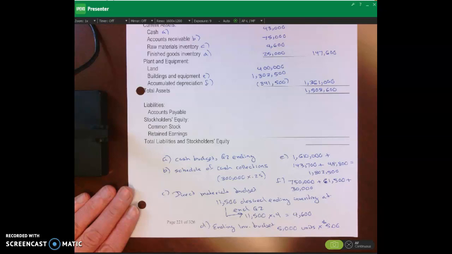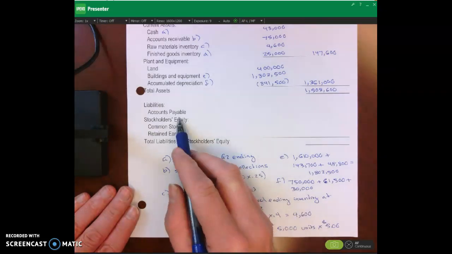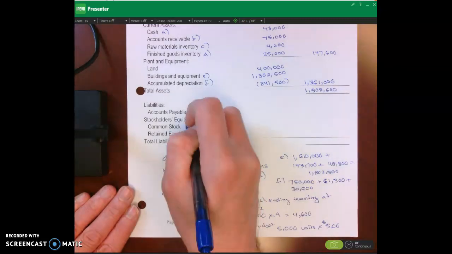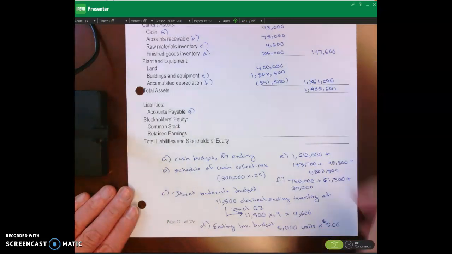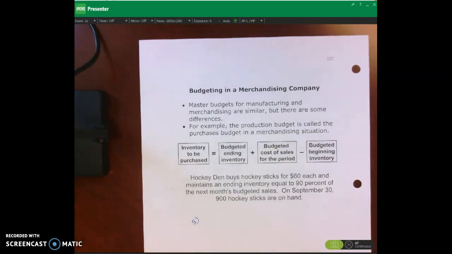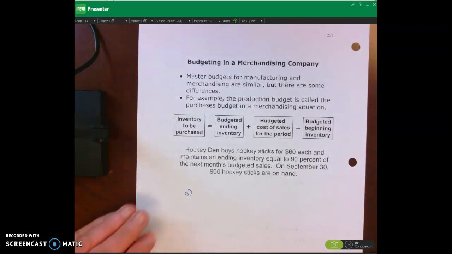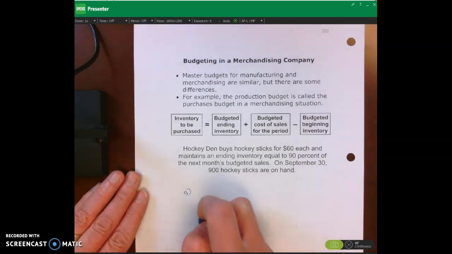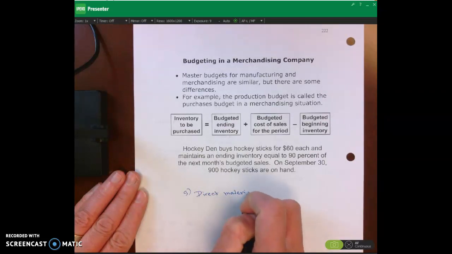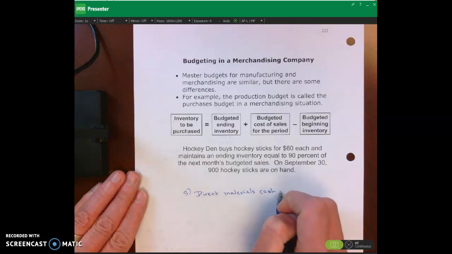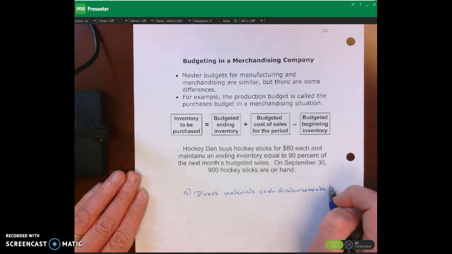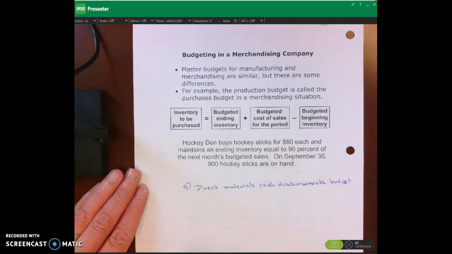Okay? Then what we can do is show our accounts payable. We had accounts payable, if you look back, and I'll put a G right over here. And then I'm going to have to flip the page over and write G down here. And we got G, our direct materials, from our direct materials cash disbursements budget.